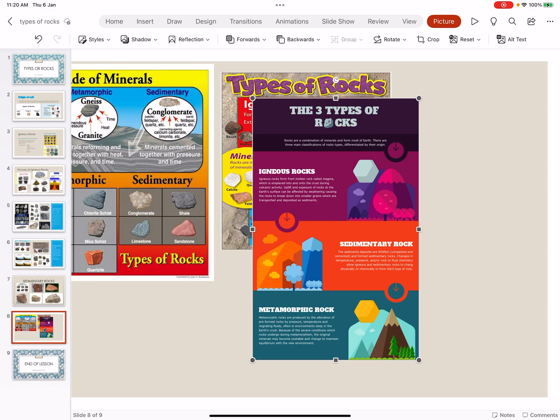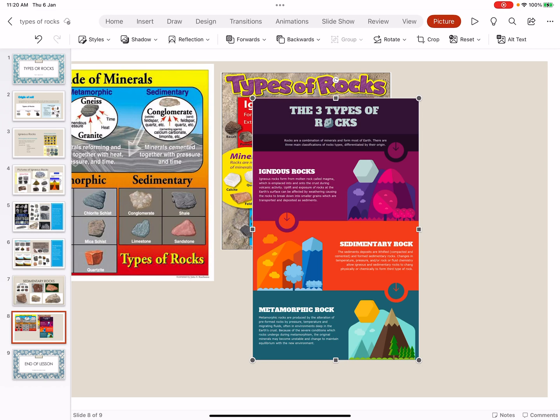activity. Uplift and exposure of rocks at the Earth's surface can be affected by weathering, causing the rocks to break down into smaller grains, which are transported and deposited as sediments. Let's move on to sedimentary rocks. Sediments exposed are lithified, compacted and cemented, and form sedimentary rocks.